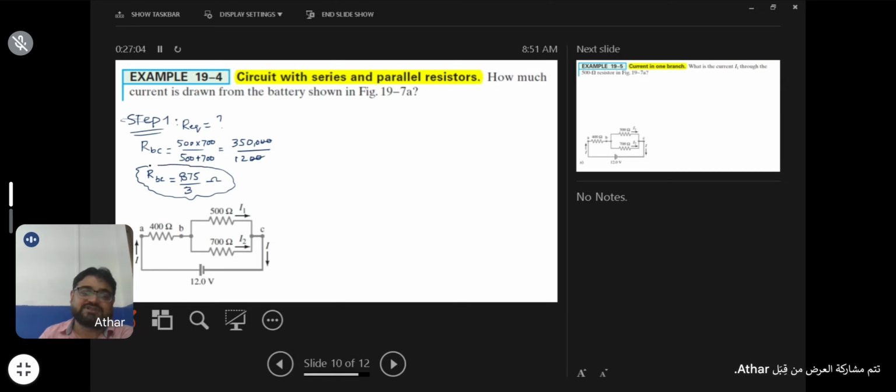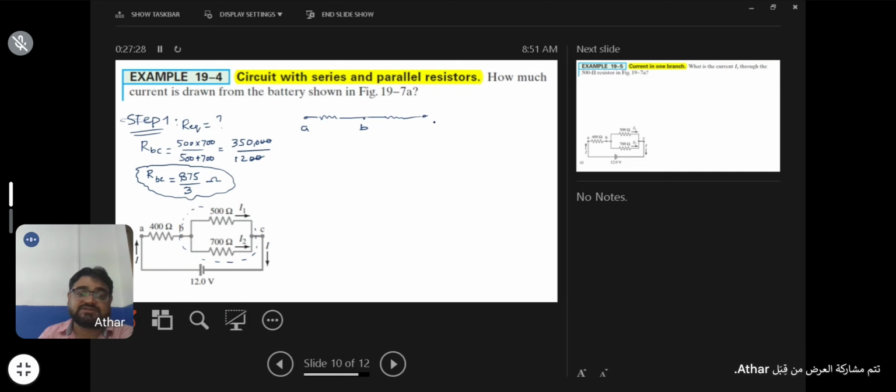875 over 3 ohm is this. Now this circuit is changed. What happened to the circuit? This one from B to C is now changed into 875 over 3 ohm. So the new circuit now changes to this one. This is A to B. This is A. This is B.